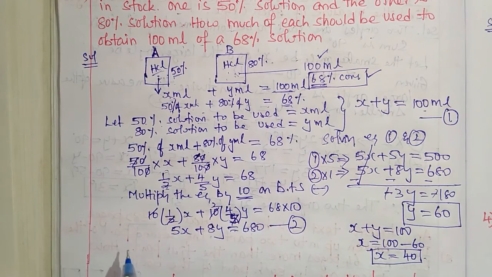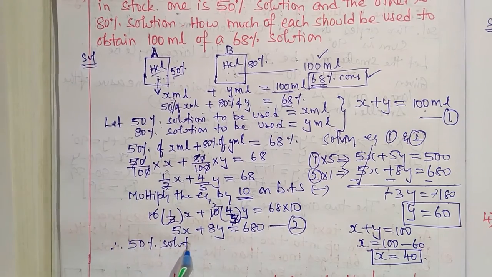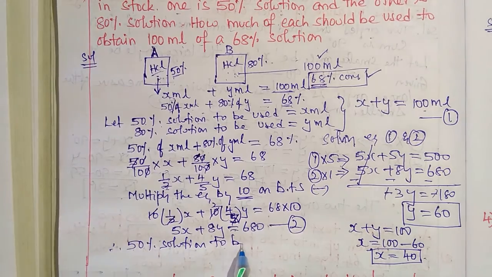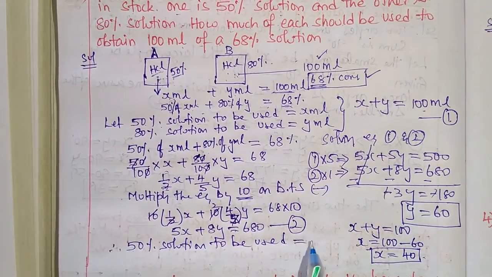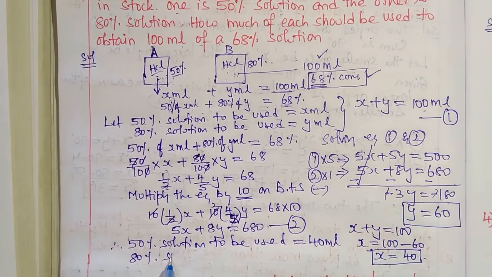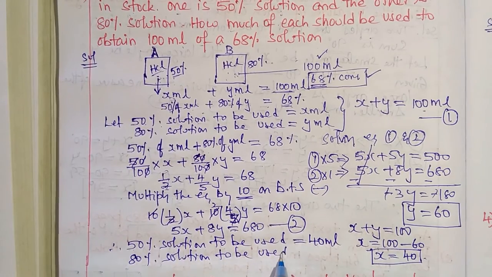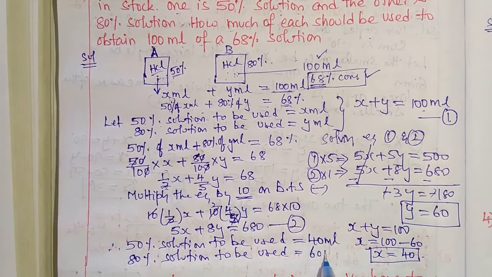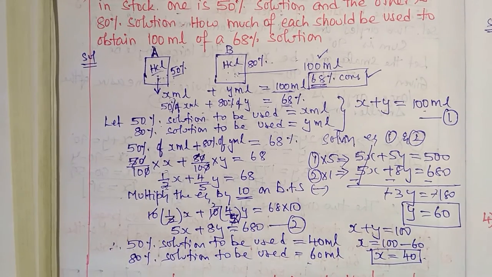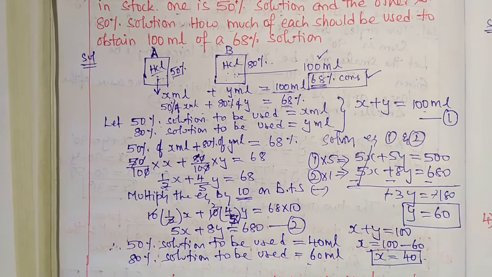Therefore I will write, the 50% solution to be used is 40 ml, and the 80% solution to be used is 60 ml. So now you see, in total I will get 100 ml with a concentration of 68%. So this is how we have to do it. This is an important problem for us.